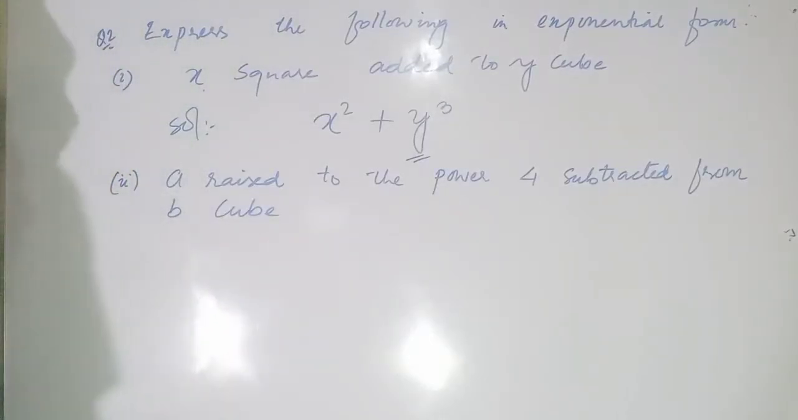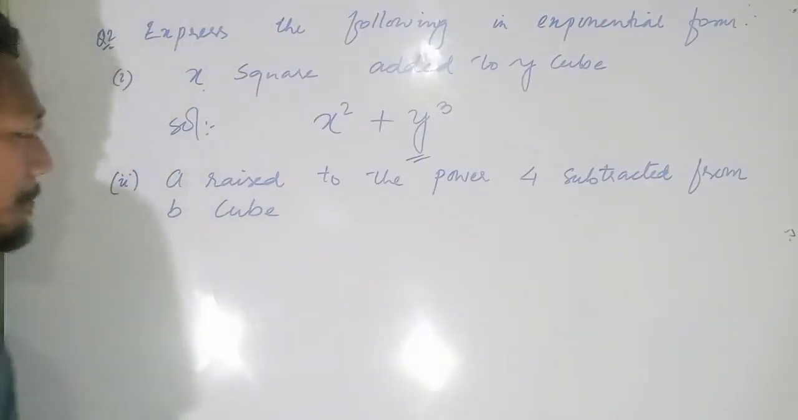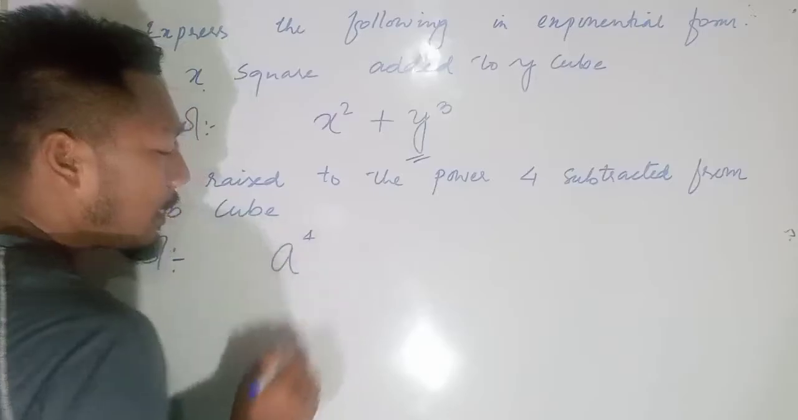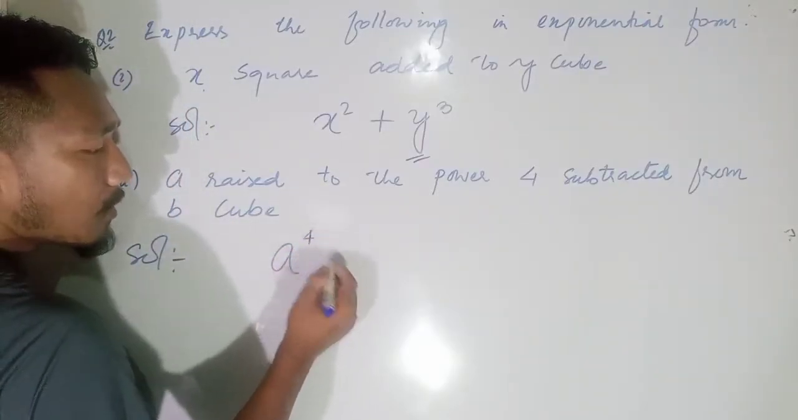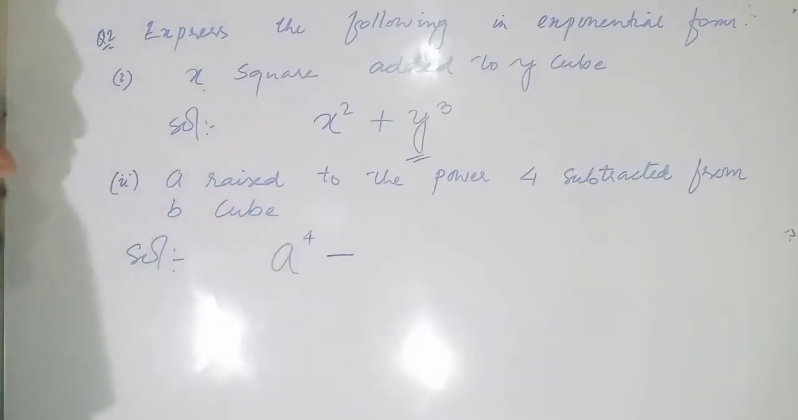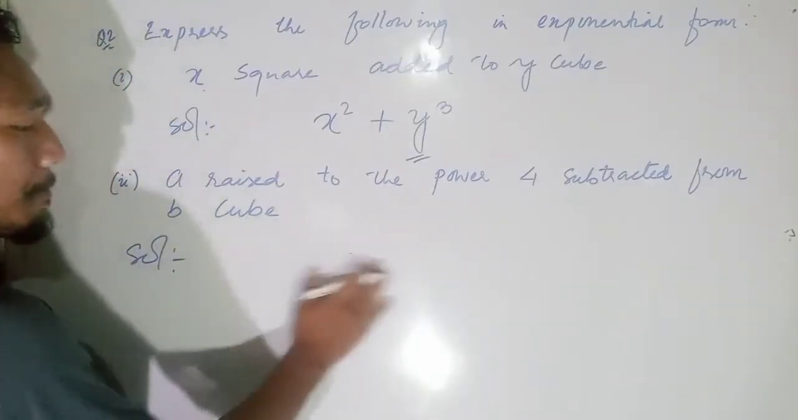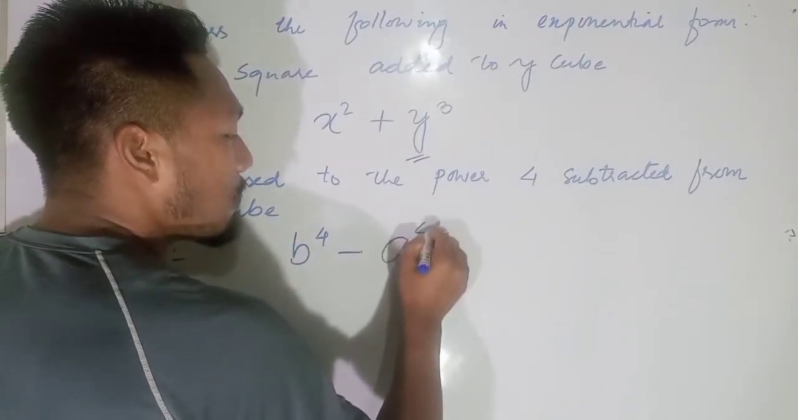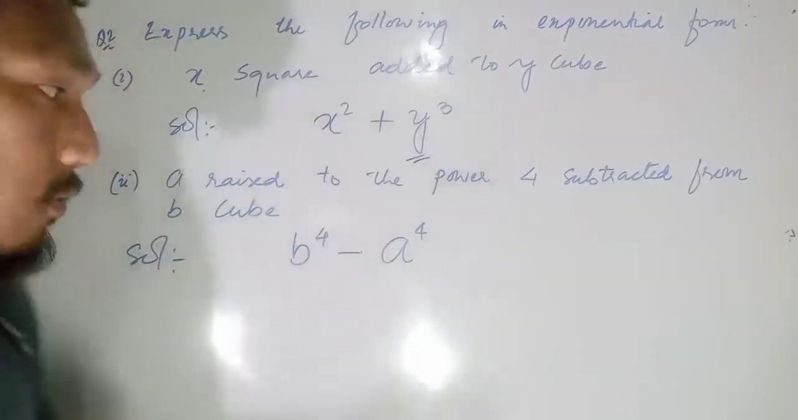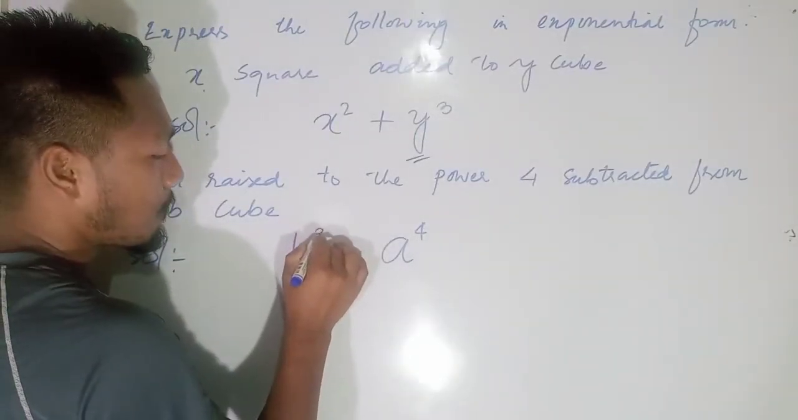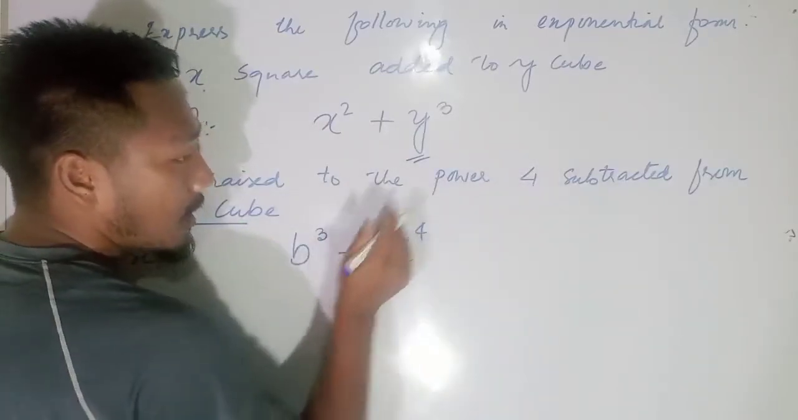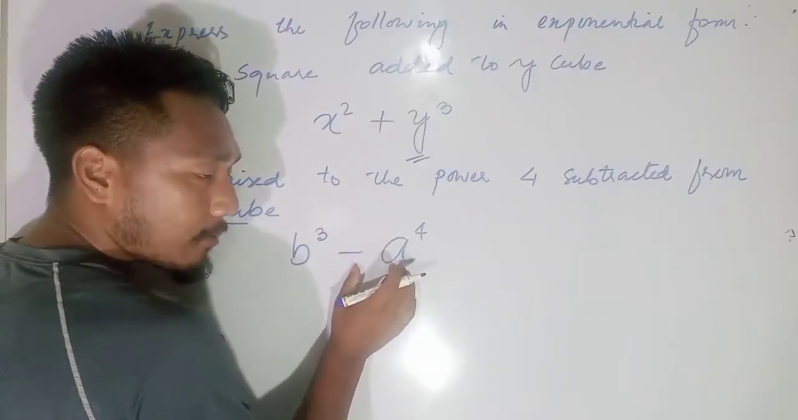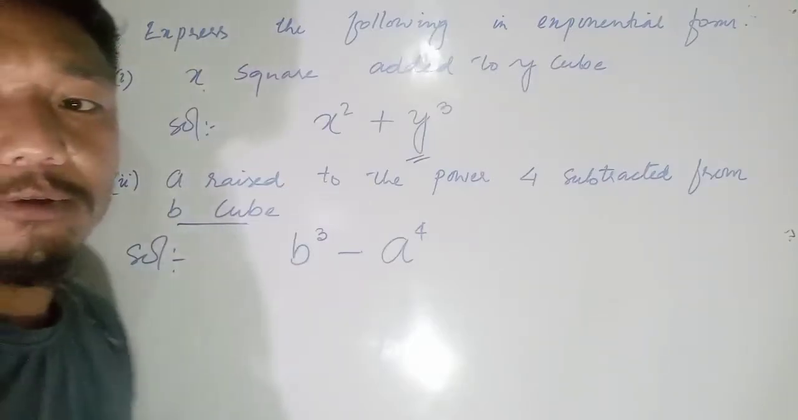So this is our next question: a raised to the power 4 subtracted from b cube. Solution: we can write a raised to the power 4, that means a to the power 4. Subtracted means minus, from b cube. So b cube minus a raised to the power 4. B cube is subtracted by a to the power 4.